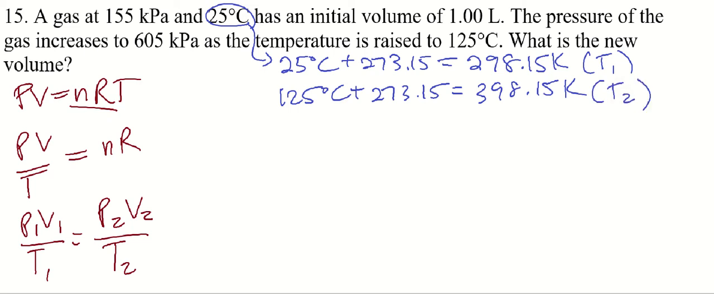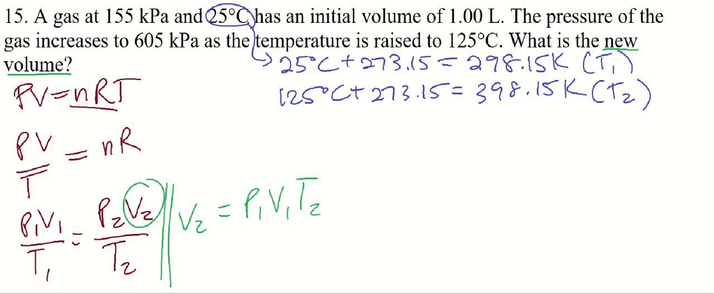So that's the after. Do a little algebra. I'm going to rearrange this to solve for, it's asking us for the new volume, V2. So we're going to solve for that. All right, so V2 is going to equal P1 V1 T2 over T1 P2. Now we can just plug and play.